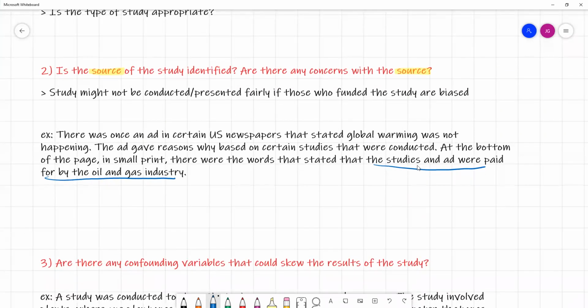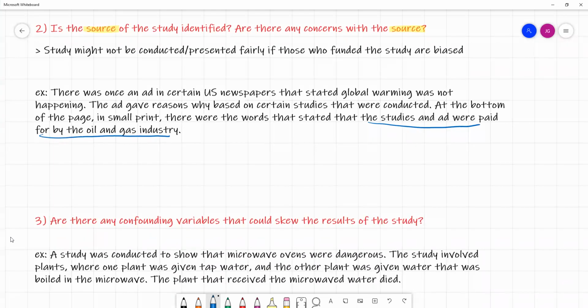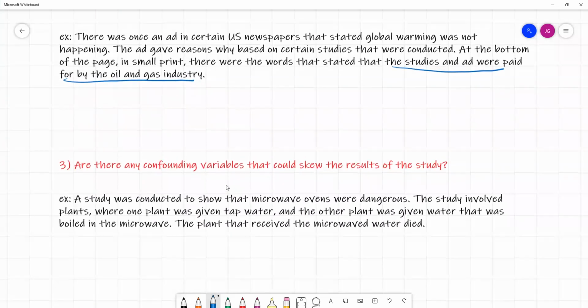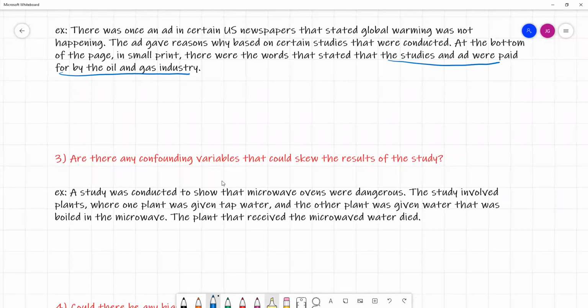Just because the source seems like it's, this whole idea that tobacco company funded studies said cigarettes don't lead to lung cancer. While that is obviously not true, it doesn't always immediately lead to it, right? So it's always a matter of just being critical, okay, and not immediately believing it, but also not immediately thinking that it's false. Next guideline, are there any confounding variables that could skew the results of the study?